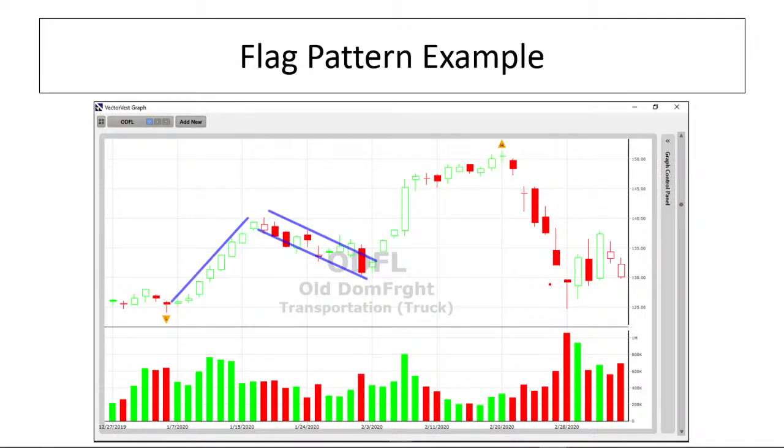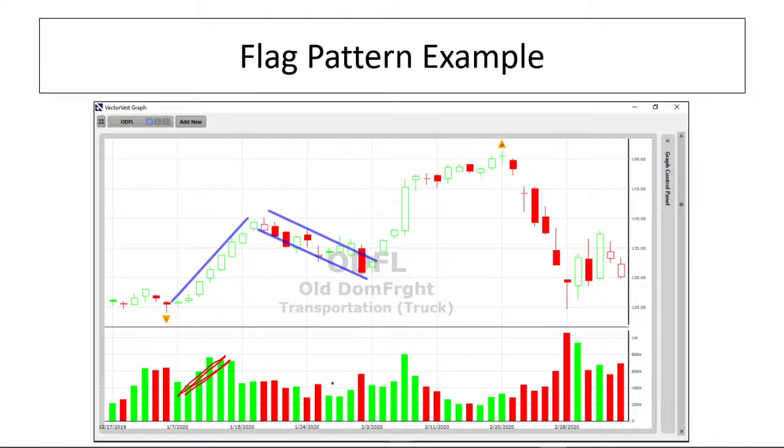All right, the last flag that we'll look at, excuse me, ODFL, Old Dominion. Look at that, 1, 2, 3, 4, 5, 6, 7, 8 days in a row the stock price rises on some pretty good volume along the way. Now we're into this, about 2-week period of consolidation. The consolidation period doesn't result in a new low. That would just be a breakdown in the pattern and a breakdown in the trend.